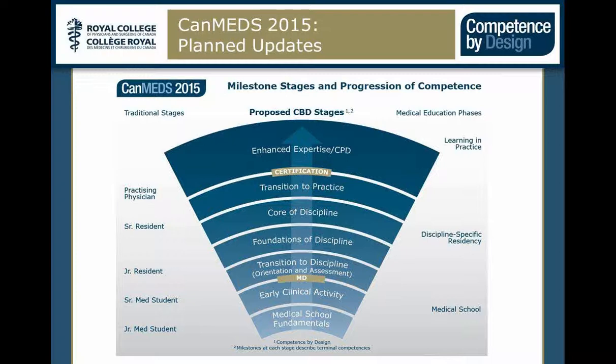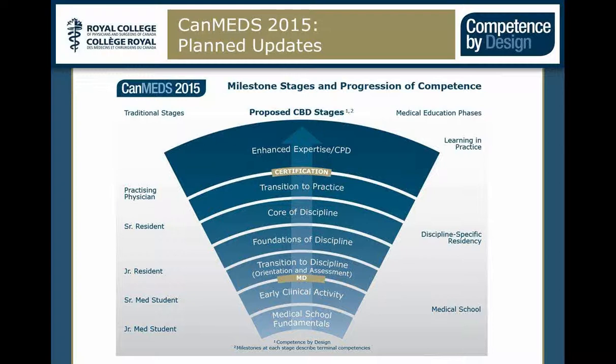Residency education has been split not into postgraduate years, but into 4 phases of residency education. So remember that this system, while using time as a resource, is not based on time. So the 4 phases are transition to the discipline, foundations of a discipline, core training, and then transition to practice. Core training and foundations you'll recognize. They already exist. They're already fundamental ingredients. We just put different labels on them.